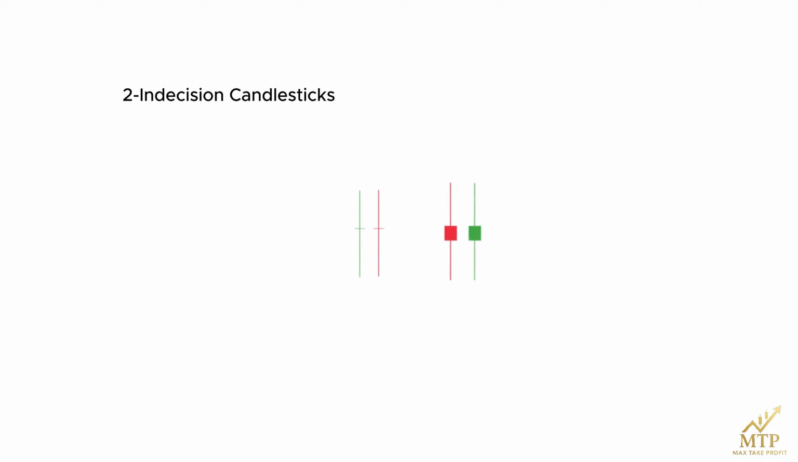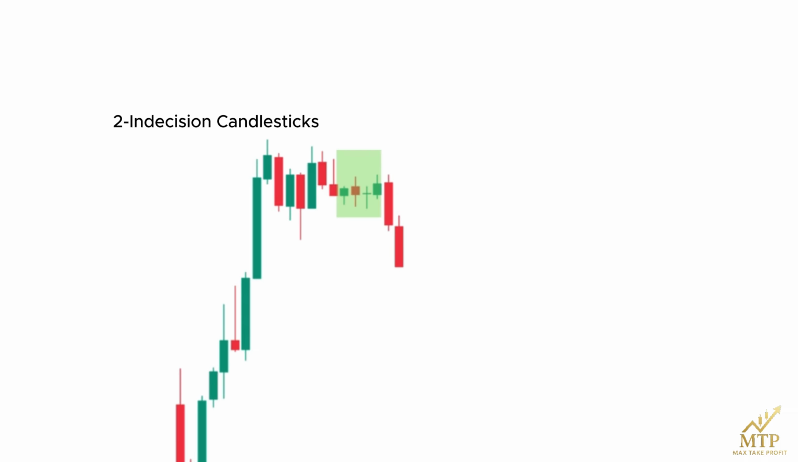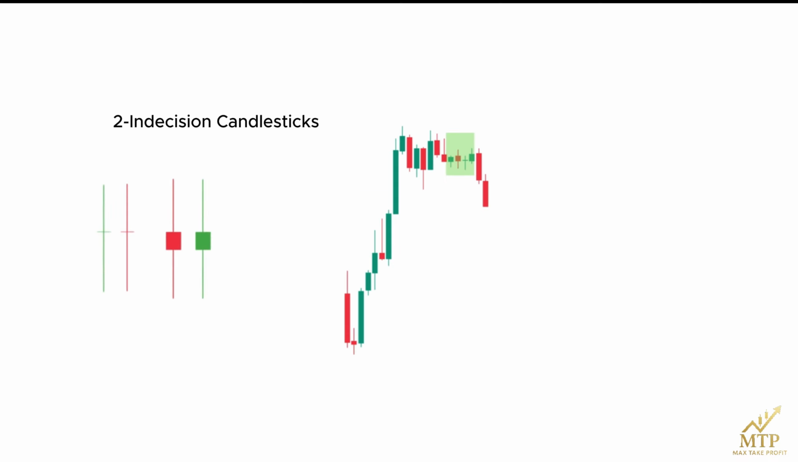2. Indecision candlesticks. These are candles with very small bodies and long wicks, like dojis. They represent hesitation in the market. Neither buyers nor sellers are in control. You'll often find them near support or resistance zones, and they act as a warning that a potential reversal could happen soon.